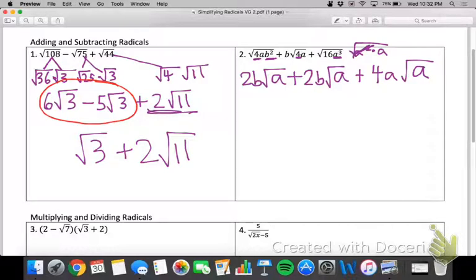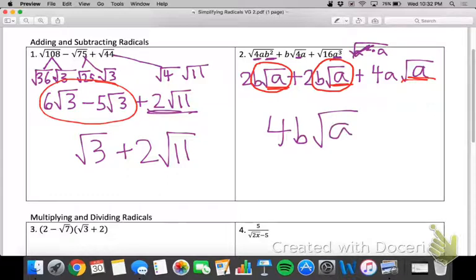So now when I combine like terms here, I have to be careful. They have to have the same radical, which all of them do, but if there's any other variables attached to the radical, those also have to be the same. So my term would be b root a, and then here I have another term that is b root a. So those I can combine as like terms to give me 4b root a. But the other term is 4a, so I can't combine the b with the a. So I'm just going to leave that as plus 4a root a.